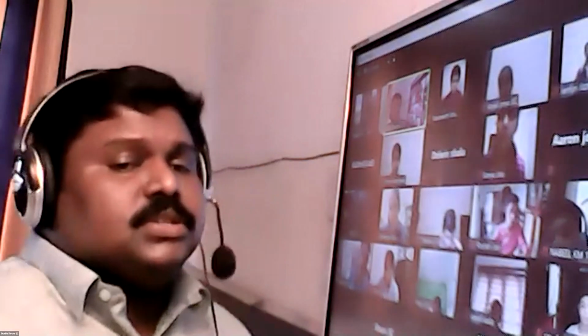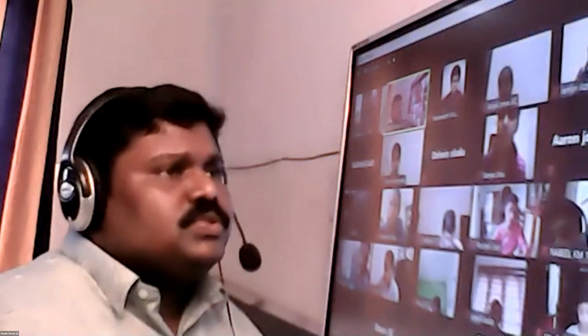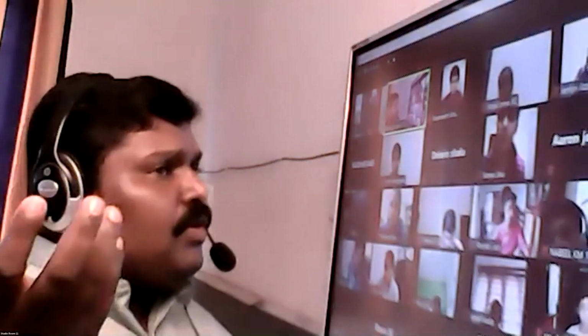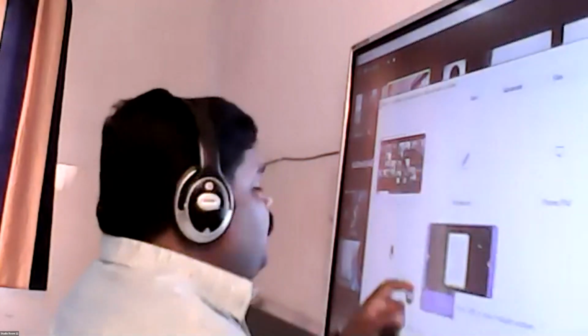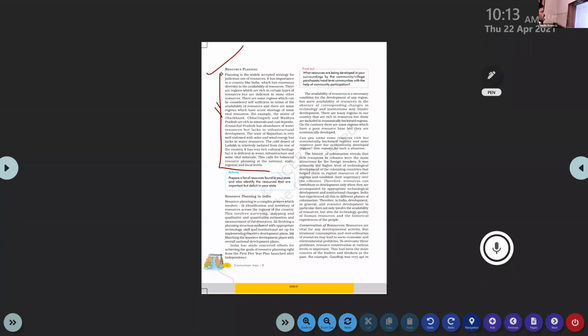You already studied that if a single person or a group of rich people is using the resources, that will make them more powerful and more rich, and the poor people will remain poor. So the government wants to take care. The government wants to move forward with a number of plans and programs to provide resources for everyone. So that's resource planning in India.